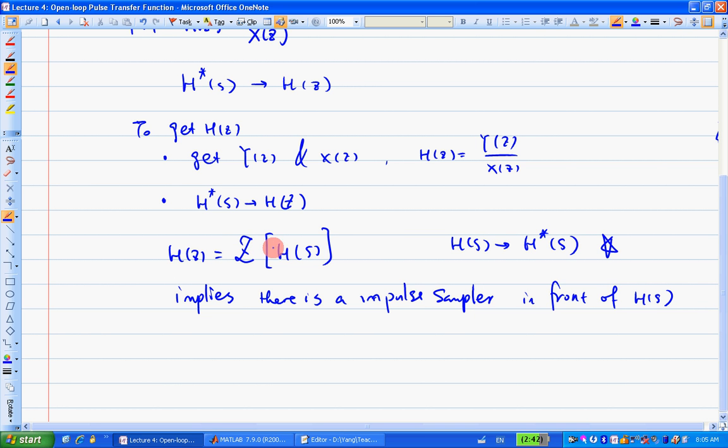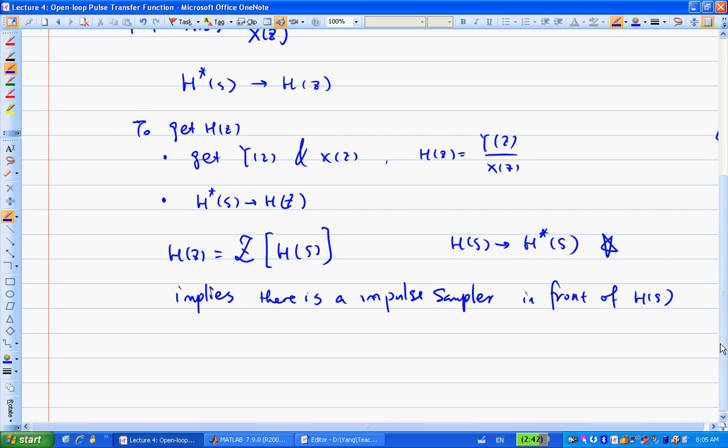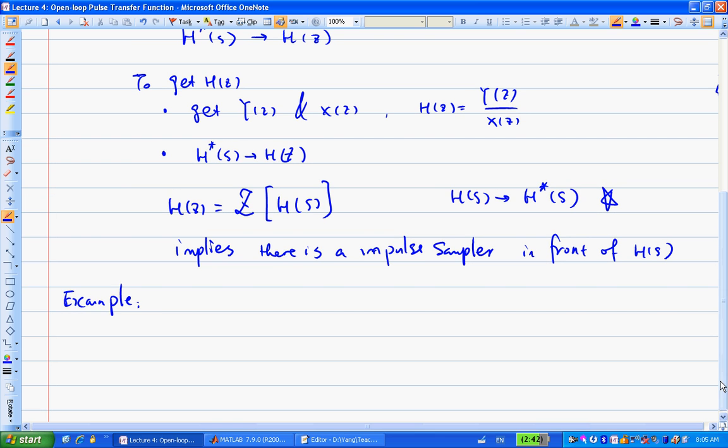We'll talk about this a little more and summarize after I give you one example. So let's look at an example. We'll look at the pulse transfer function of a very simple open loop system. This simple example is a sort of foundation. It's very important, so you will probably make use of this little block in many situations.